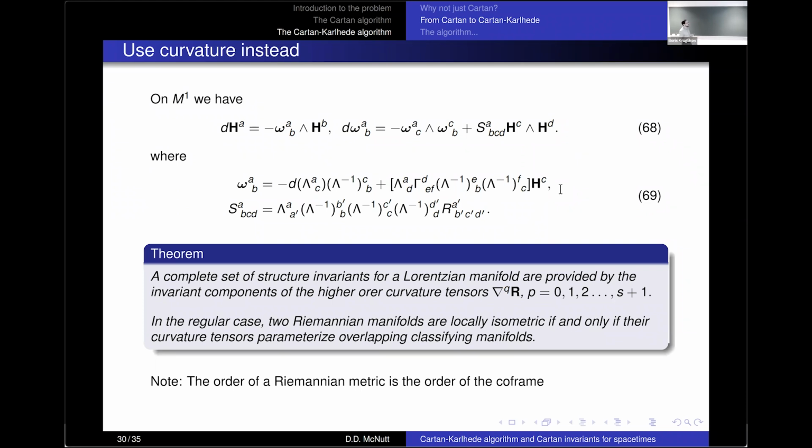And this S matrix looks like the lifted version of the curvature tensor of the metric. I could actually even write it out into the original formula. I've chosen not to, for space.